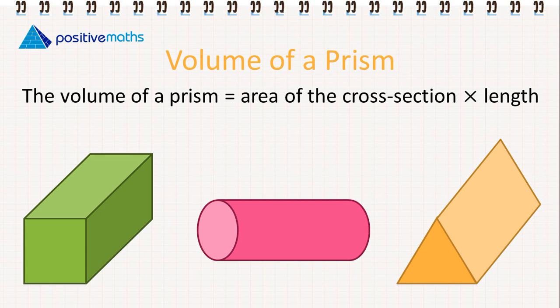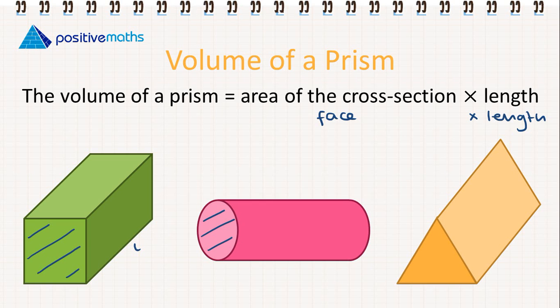So let's discuss the volume of a prism. The volume of a prism is equal to the area of the cross-section, or the area of the face, multiplied by the length. So again, if we look at our first one, it's going to be the area of this square multiplied by the length. The second one is our cylinder.